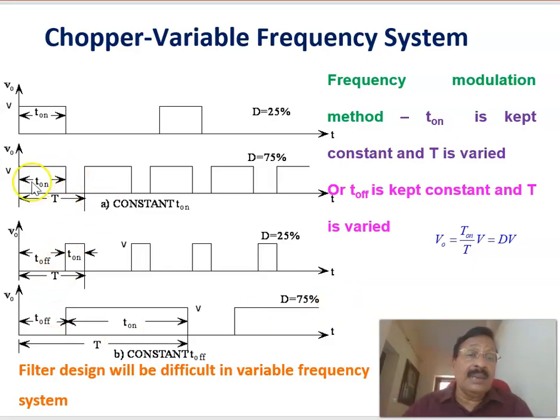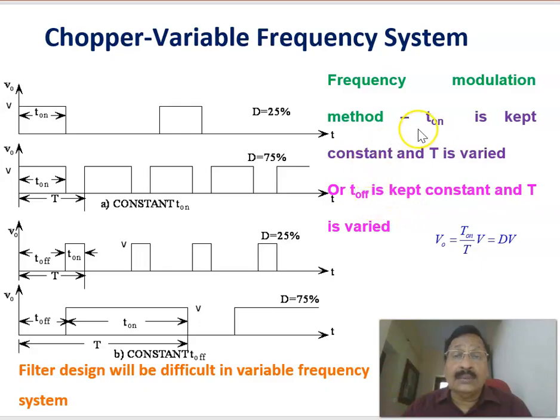Therefore, in this scheme, on period is kept constant and you are varying the time period, or in this scheme, off period is kept constant and we are varying the time period. In both cases, the frequency is being changed and the duty ratio is being changed. Thereby, the average output voltage, equal to duty ratio into the input voltage, can be changed. So this is a variable frequency system, called the frequency modulation method.